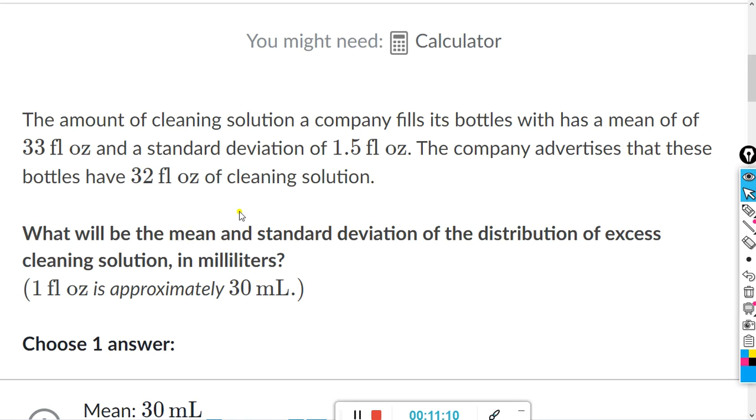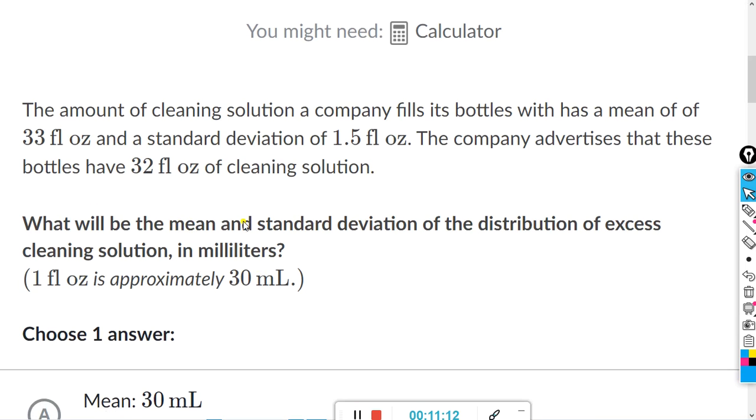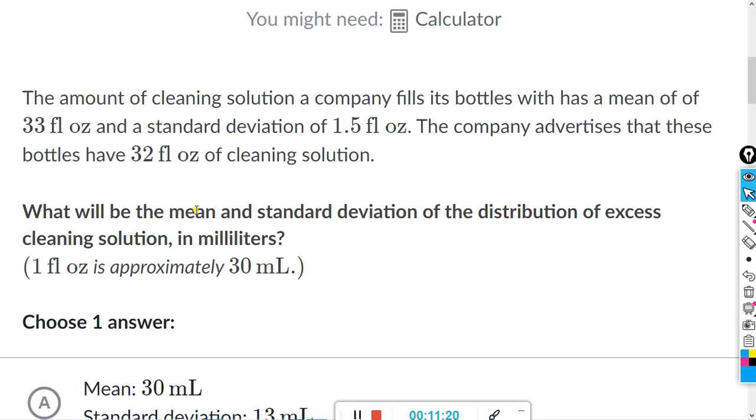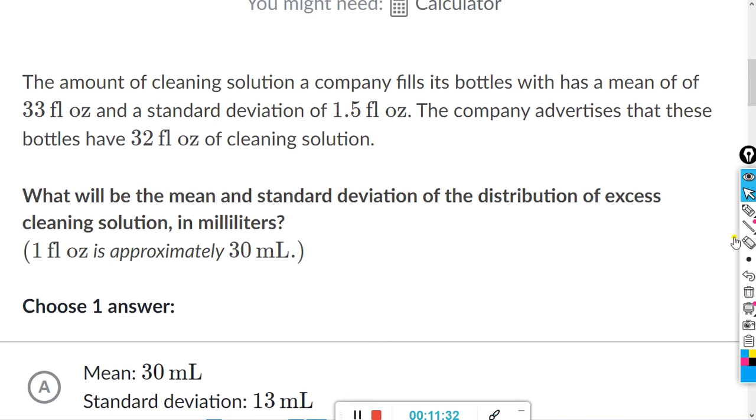All right, the amount of solution a company fills its bottles has a mean of 33, standard deviation 1.5. Company advertises that these bottles has 32 fluid ounces. What will be the mean and standard deviation of excess cleaning solution in milliliters? And 1 fluid ounce is approximately 30 milliliters. So in order to convert ounces to milliliters, you just have to multiply by 30.